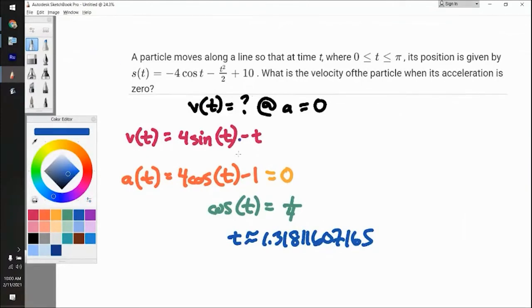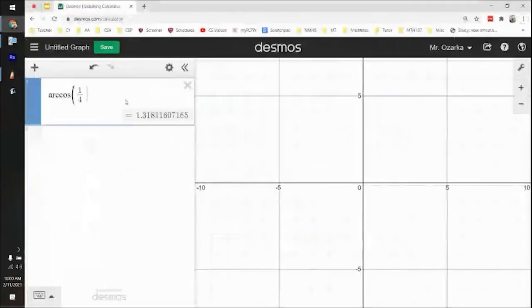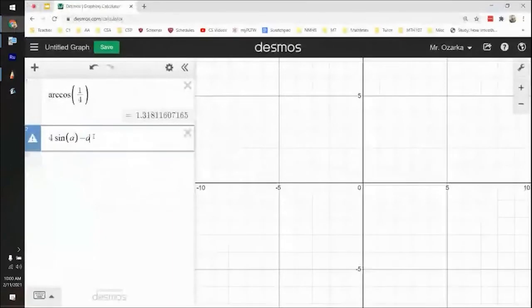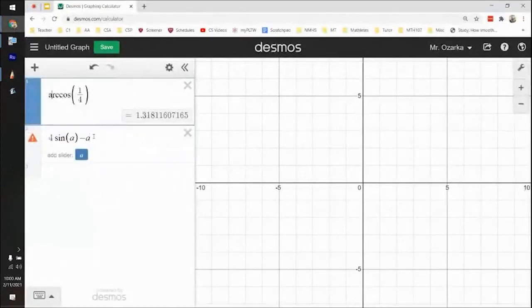Then it says, what is the velocity at this t? So what we're going to do is find v of, let's just call this a, v of a. That means we need to take 4 sine of a minus a, where a is the value we just found. Then you get 2.555 for your answer.